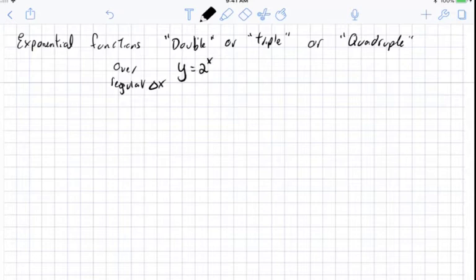So this is a function that's going to go from 1 to 2 to 4 to 8 to 16 to 32 to 64, right? 3 to the x, this is a function that's going to go 3, 9, 27, 81, etc. Or y equals 4 to the x, right? So the idea here is that as x increases, every time x increases by 1, the value of y is going to double in this case.